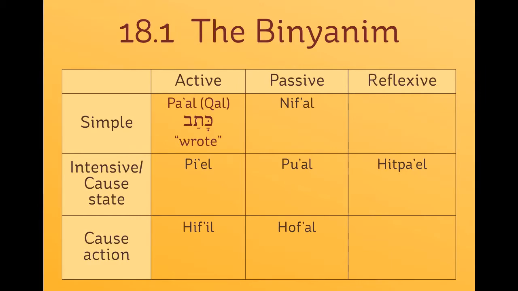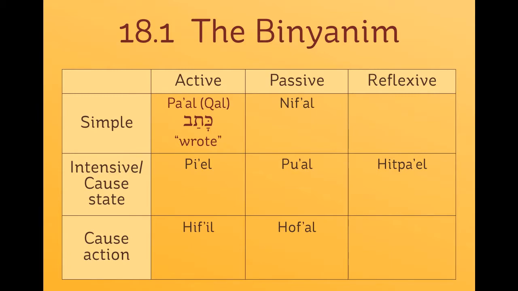Now, the binyan pa'al is often called kal, a Hebrew word that means light. The binyan is called kal, which means light, because it's the only binyan that does not add a consonant to the 3 root letters. The other 6 binyanim are actually morphologically derived from the pa'al, and they all add at least 1 consonant to the 3 root letters. All right, but I call it pa'al just to remain consistent with the mnemonic device of the names of the binyanim.